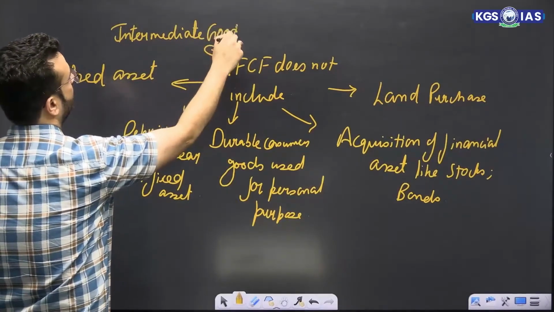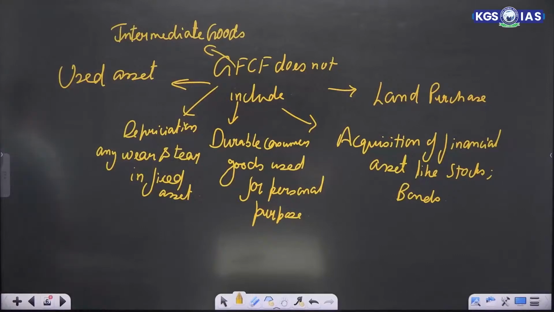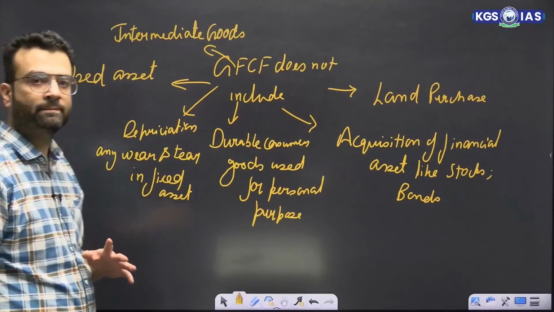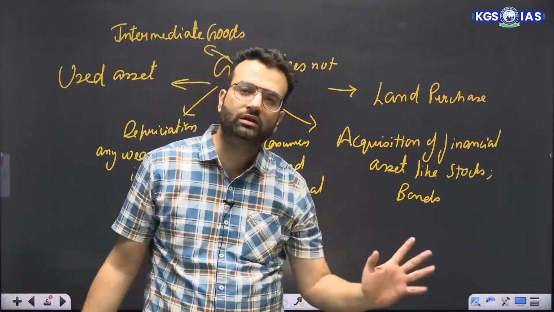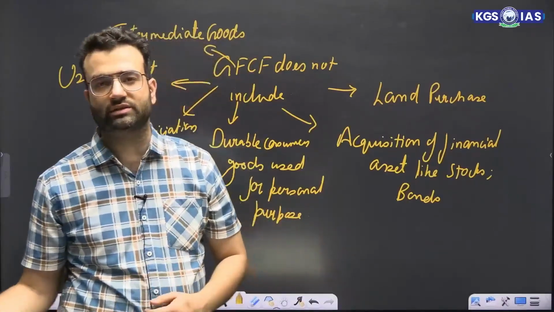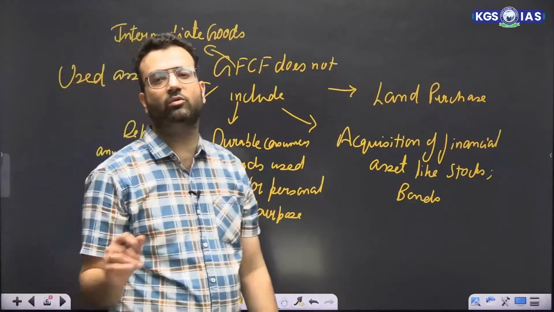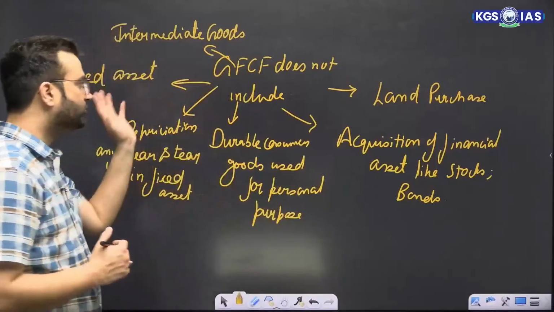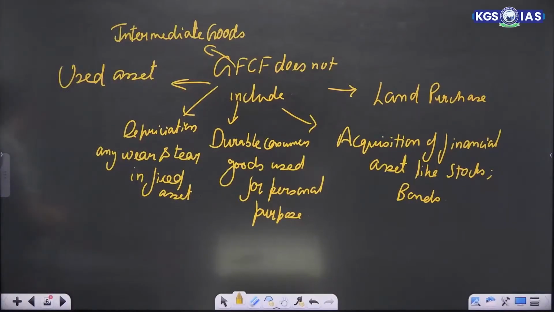Those goods which are intermediate goods are not being counted in GFCF. Any goods considered as intermediate goods, that means not part of final consumption, not part of final goods and services, are not counted under this. So this is what GFCF does not include.